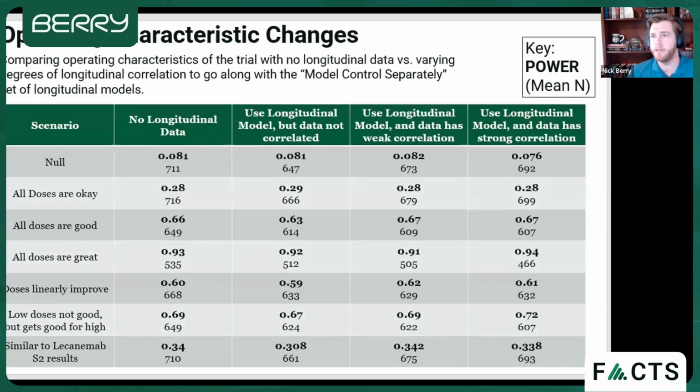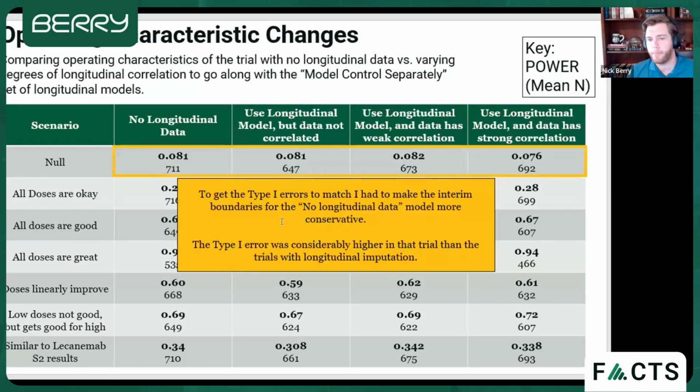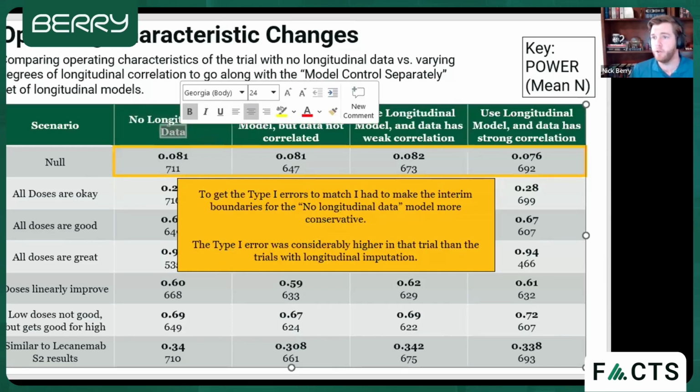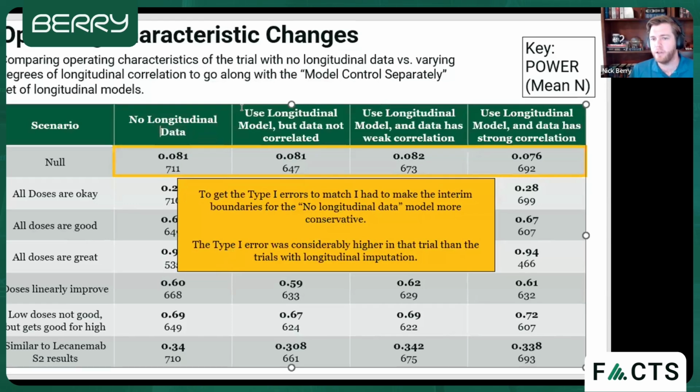I should have broken this table up into parts. Let's focus on the null case. Okay, so I had to make this an apples to apples comparison. What I tried to do is equalize the type 1 errors and equalize the powers of the no longitudinal data model. So this is the naive model that only uses completers. And then I have the longitudinal model with varying underlying true correlations within patients, right?